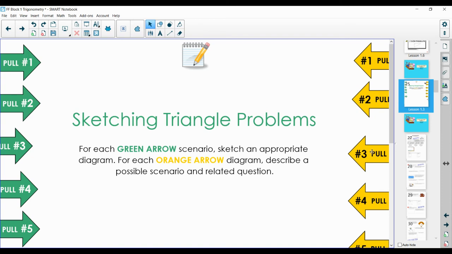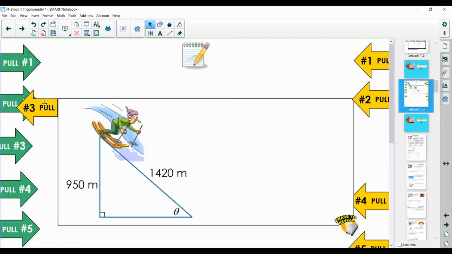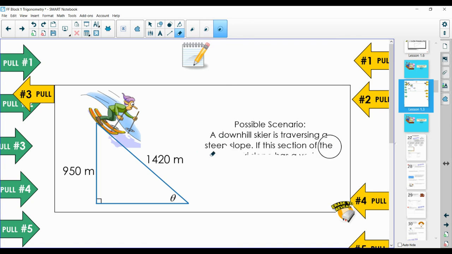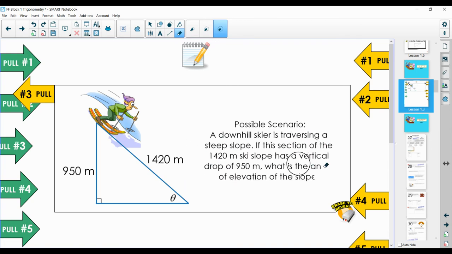All right, next question. We've got a skier going downhill. So again, take a look at the diagram and ask yourself, what am I asking you for, and what might that word problem look like? The word problem that went with this question: a downhill skier is traversing a steep slope. If this section of the 1,420 meter ski slope has a vertical drop of 950 meters, what is the angle of elevation to the slope?